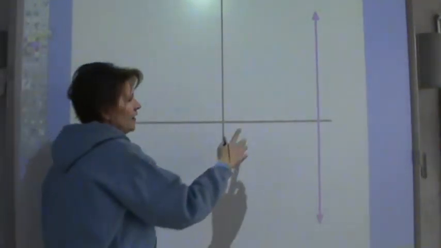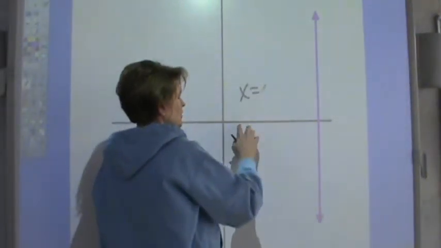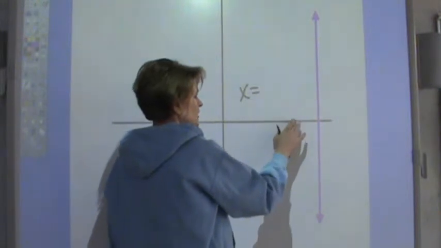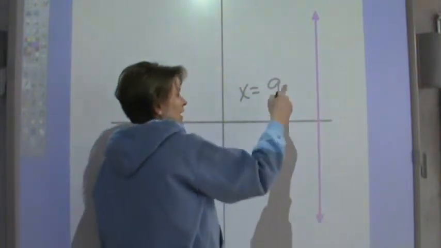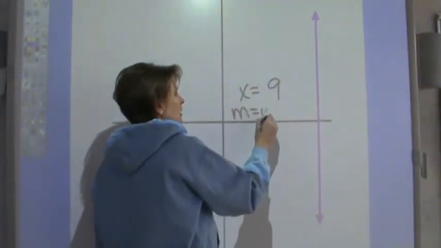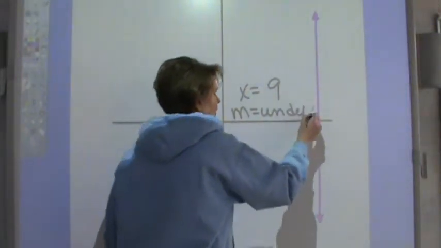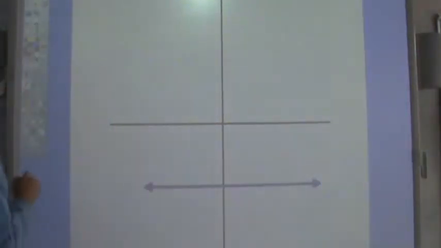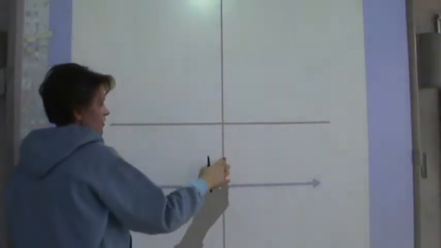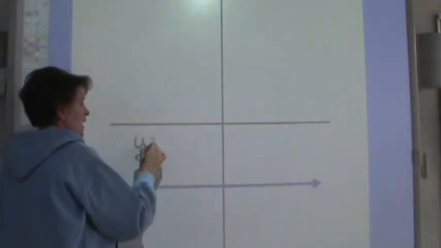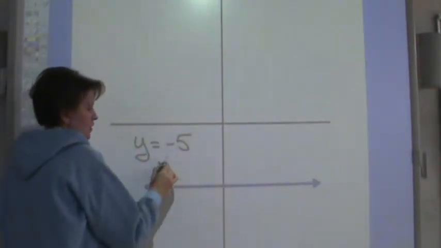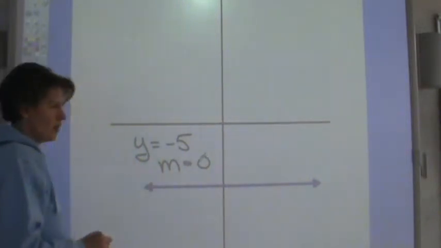So again, it's a vertical line, so it's going to be x equals something, 1, 2, 3, 4, 5, 6, 7, 8, 9, x equals 9. If it's a vertical line, my slope is undefined. Here's a horizontal line, 1, 2, 3, 4, 5, so it's y equals -5, and it's horizontal, so my slope is 0.